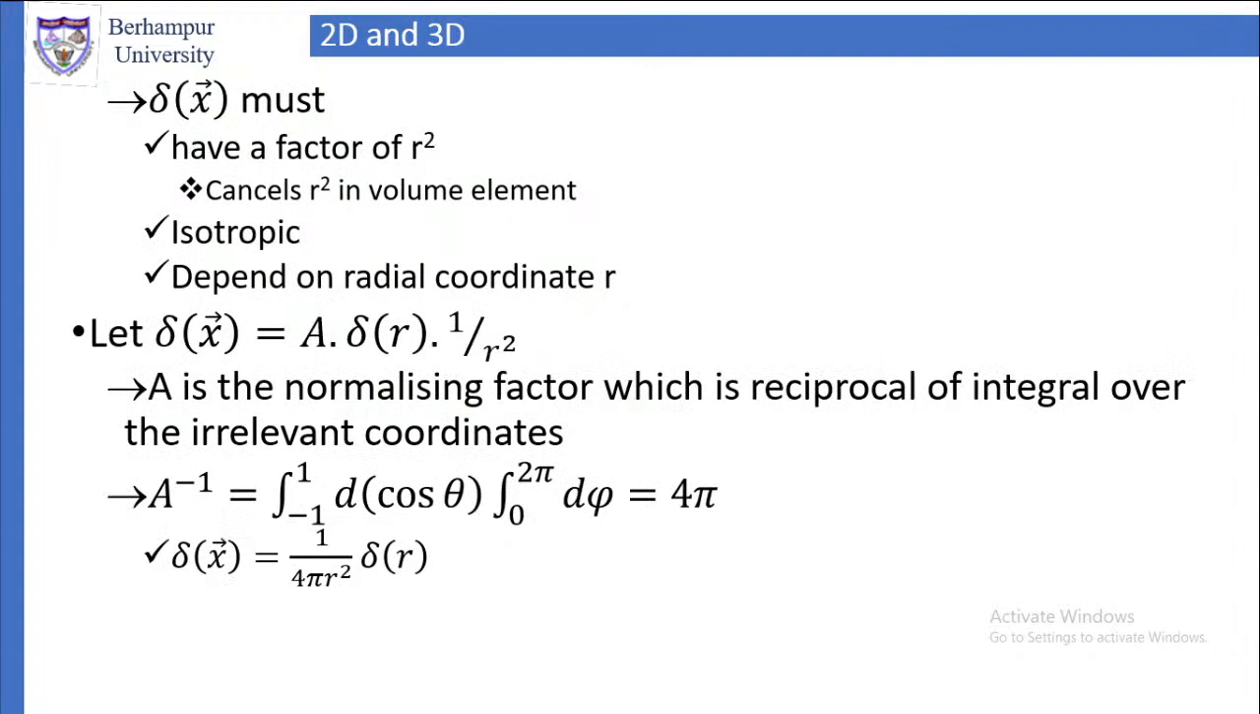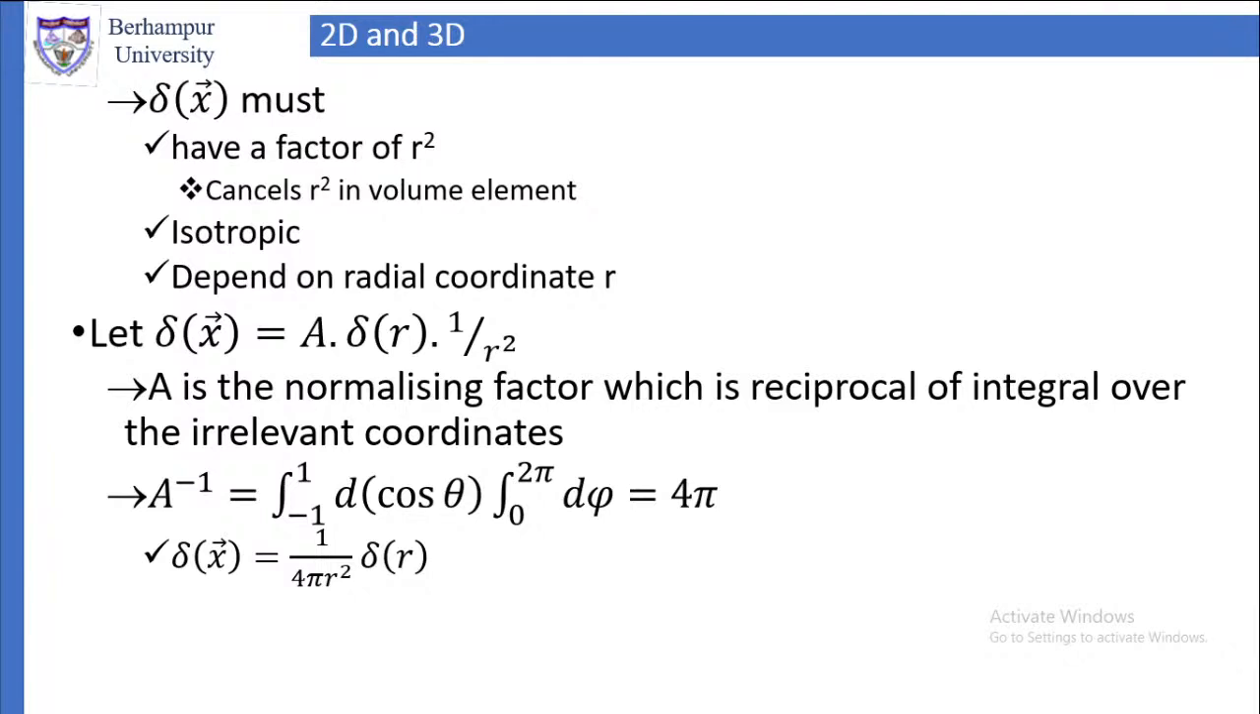Delta(x) must have a factor of 1 by r square, and this r square cancels the r square in the volume element. So this r square will cancel out in the volume element r square dr d theta d phi, with the factor 1 by r square of delta(x). Then delta(x) must be isotropic, which means it is the same everywhere. For every value of theta it is the same, for every value of phi it is the same. It is the same at a distance r. Then it depends only on the radial coordinate r. Delta(x) must have these three properties.